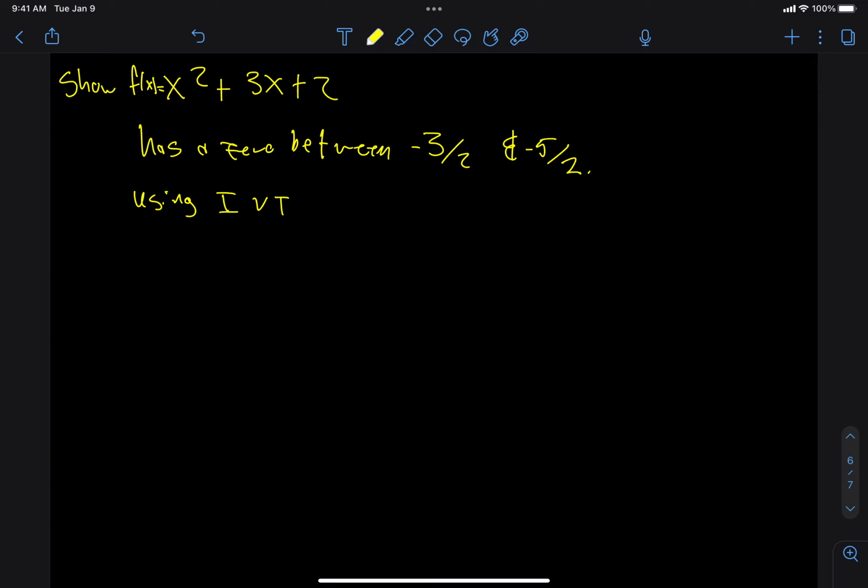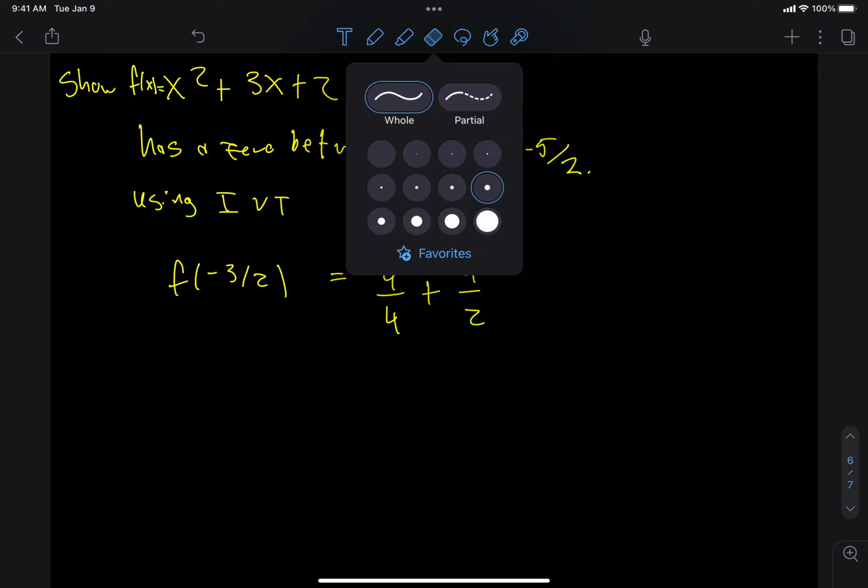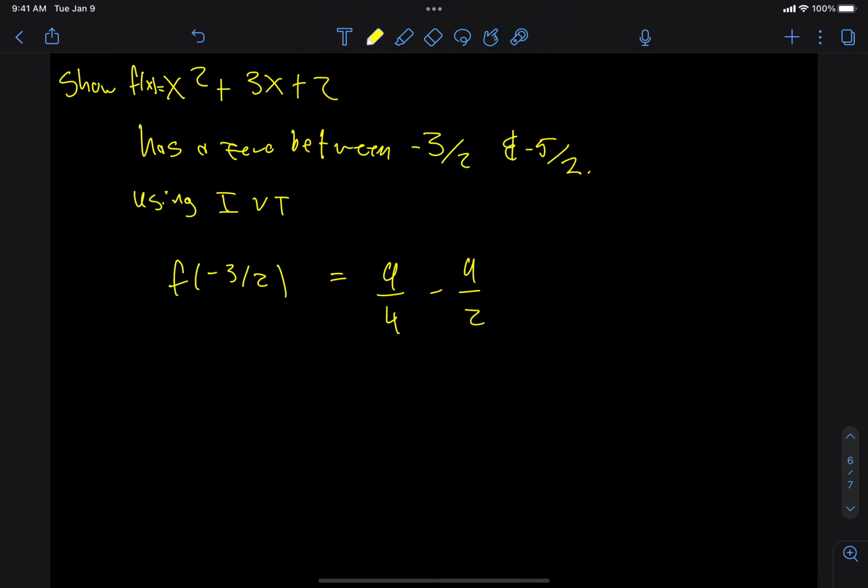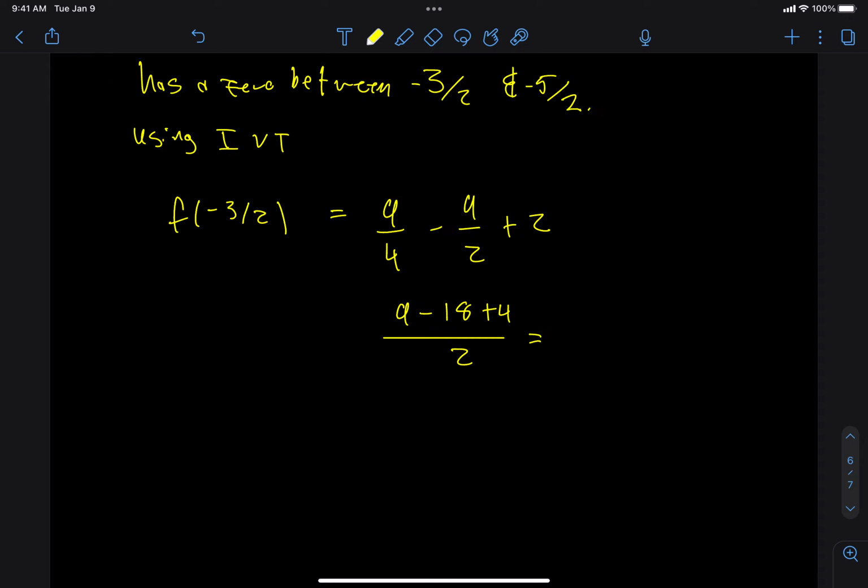So all we have to do is check what is f of negative 3 halves, right? So we plug it in. We get 9/4 minus 9 halves, sorry, and then plus 2. Okay, which is 9 minus 18 plus 4 all over 2, which is, let's see, the negative 9 plus 4 is negative 5 halves, which is less than 0.